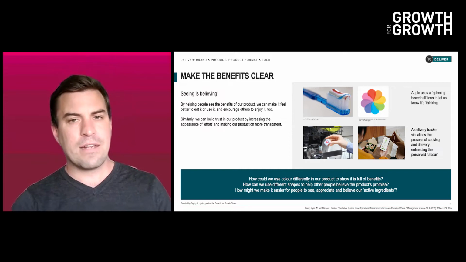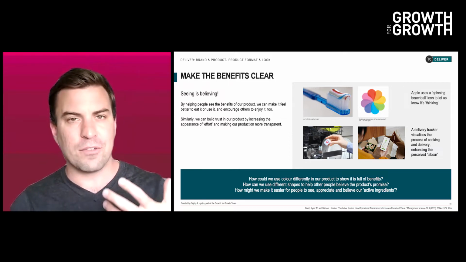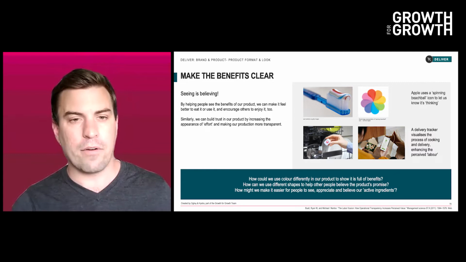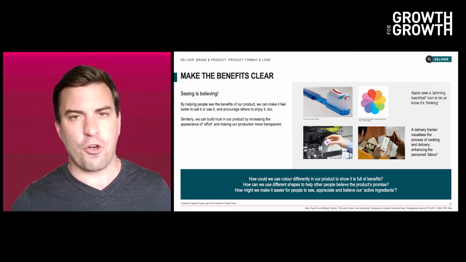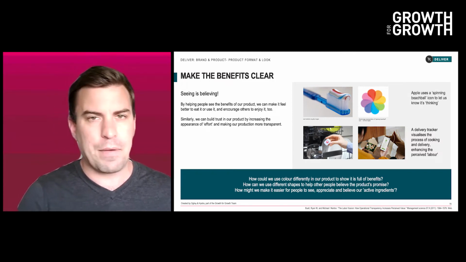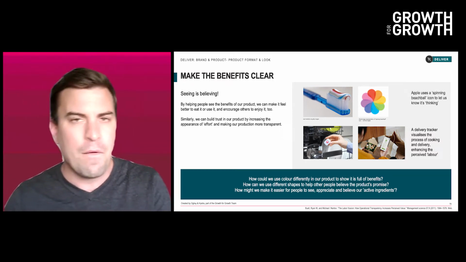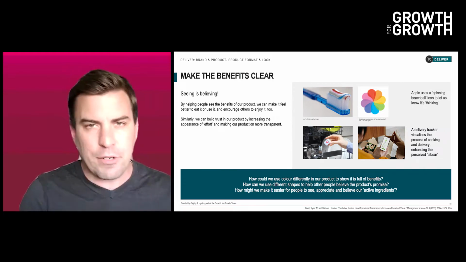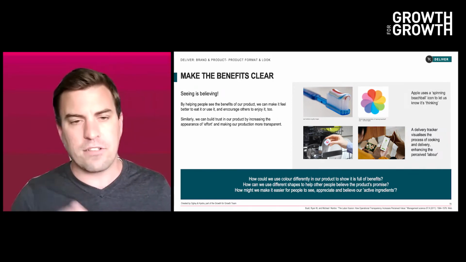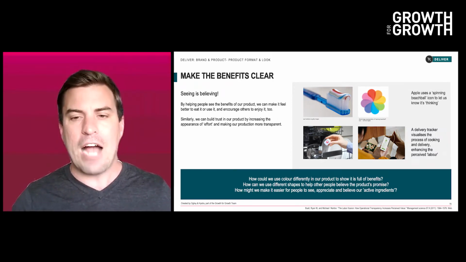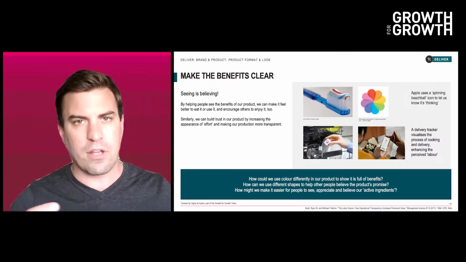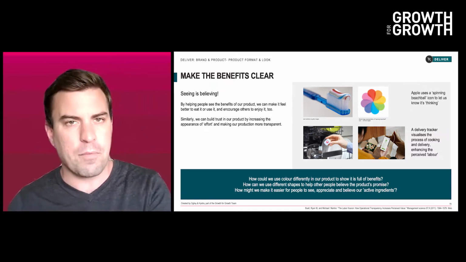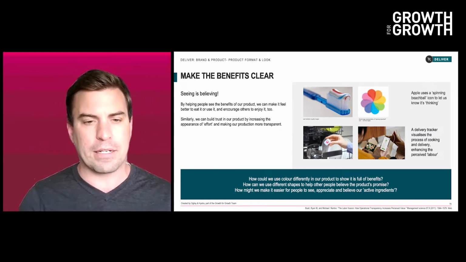So how can we then extract this value into our product, our packaging, our experience? How could we use color differently in our product to show its full benefits? Are there pieces that are the special bits, or elements that are the less special bits, so we could actually believe that that is the piece that's making a difference? How can we use different shapes to help others believe in the product's promise? Are there ways in which we can, again, use product design to show the effort and the work behind this, or the active ingredient that's propelling us forward?